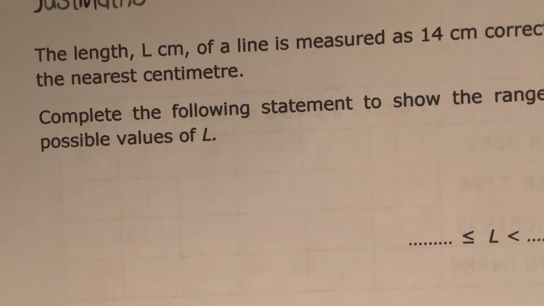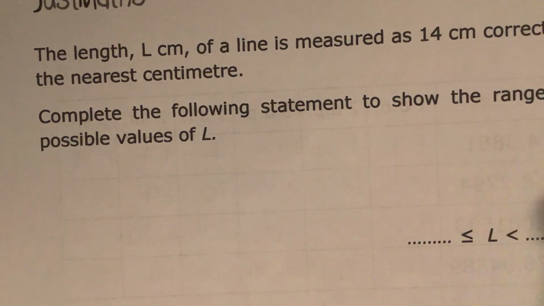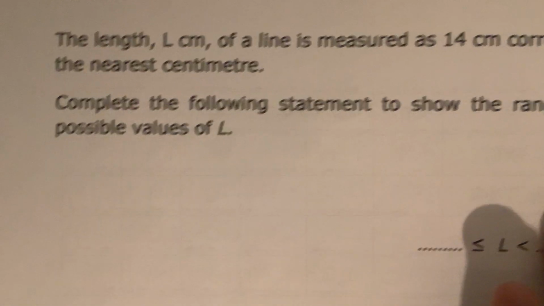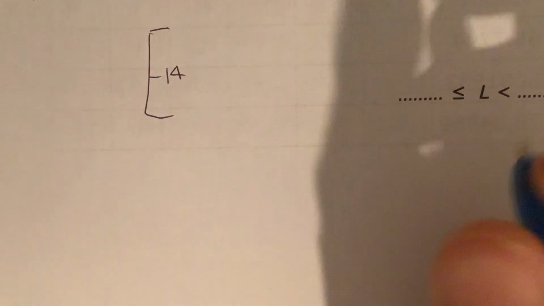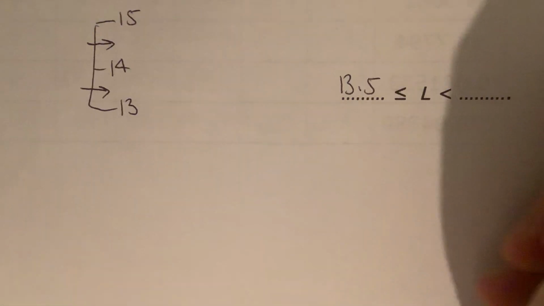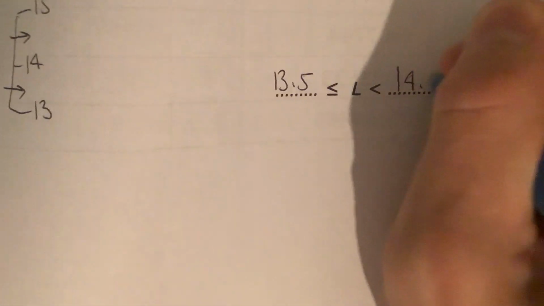Okay, so let's move on to error intervals. The length of a line is measured as 14 centimetres to the nearest centimetre. Let's look at the range of possible values. So if it's the nearest centimetre, 1 centimetre less is 13, 1 more is 15. So my lower bound will be 13.5, my upper bound 14.5.